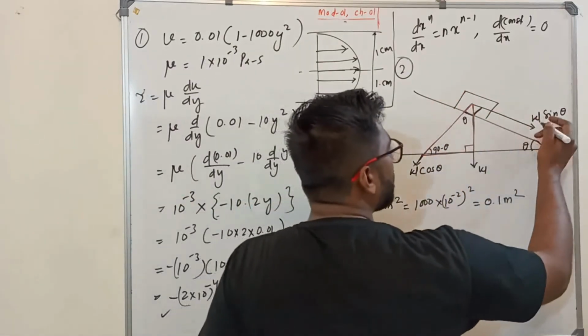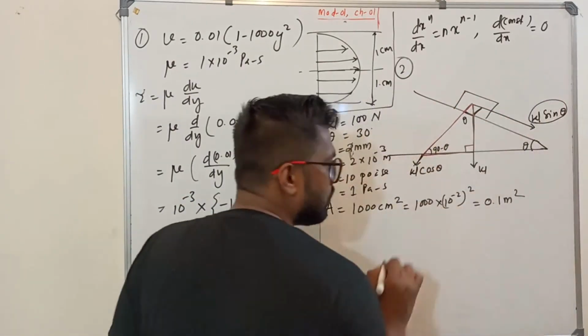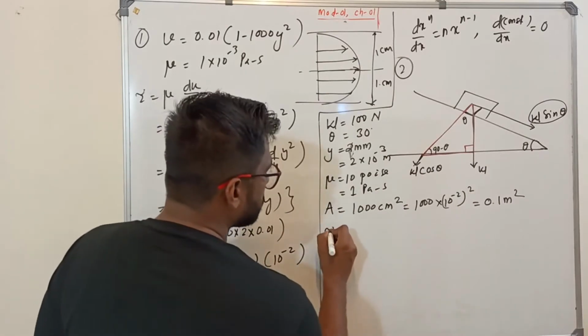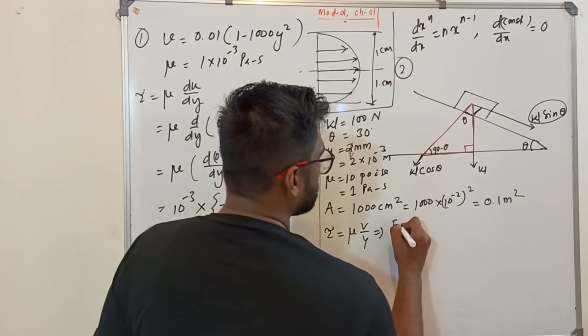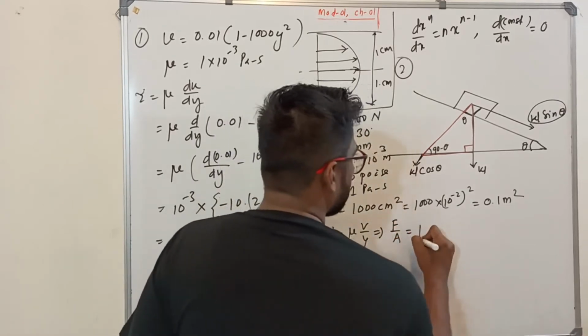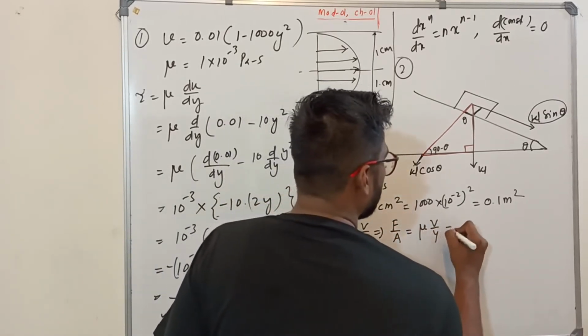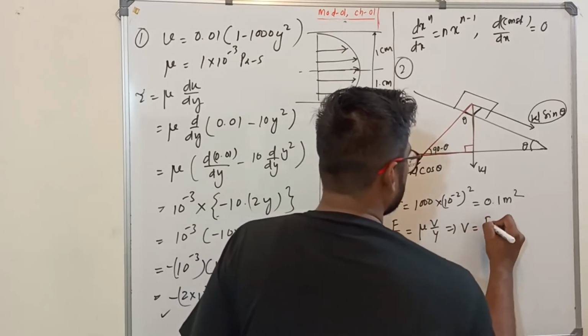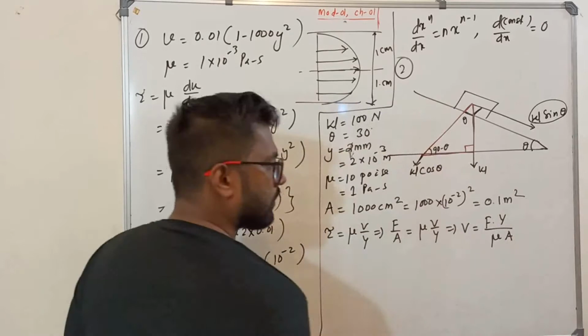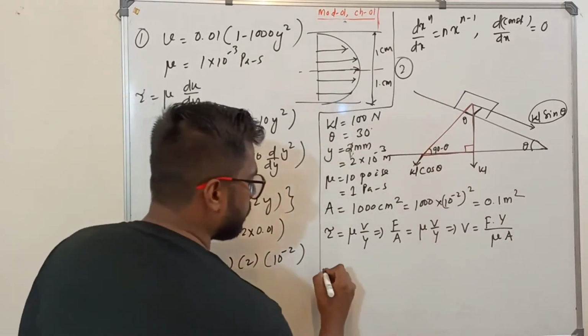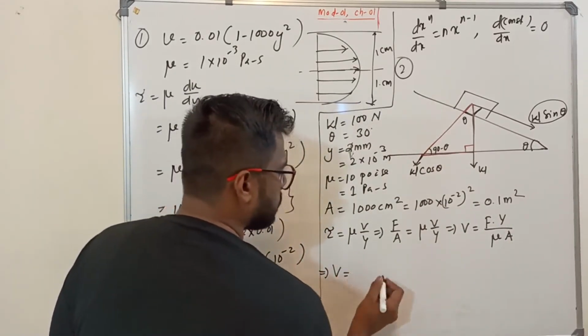The block will slide because of which force? Because of the W sin theta force. So again, Newton's law of viscosity: tau equals mu v by y, and tau is equal to F by A, which is equal to mu v by y. This implies v equals F into y by mu into A.